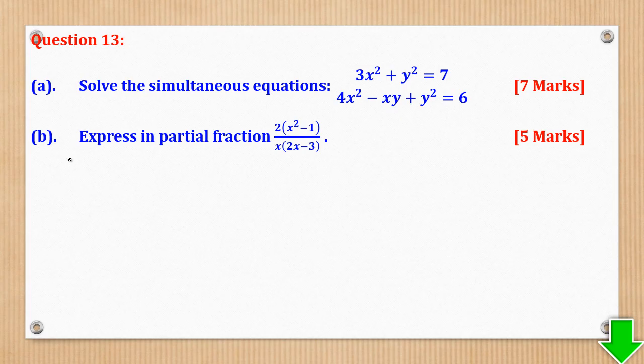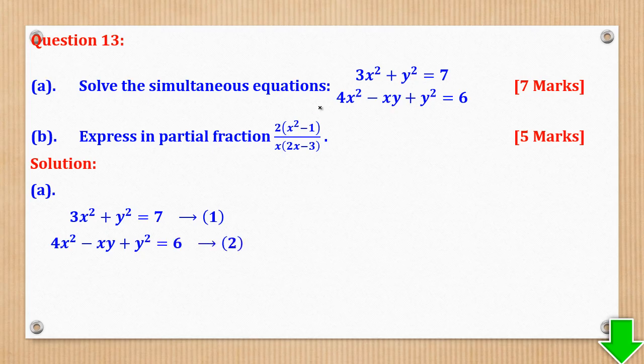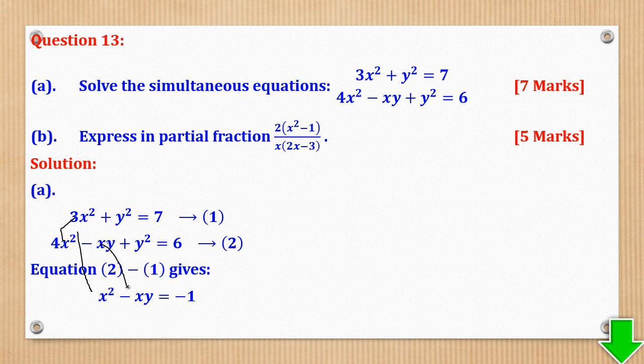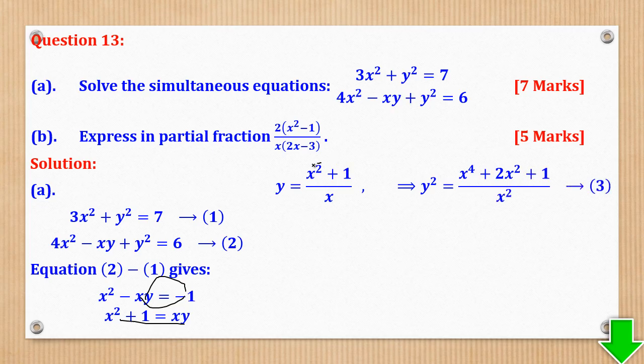Then question 13, part A says, solve the simultaneous equations, these ones. I think let's begin with that. So we have that as equation 1 and this as equation 2. So when I subtract, I'll come up with, so this minus this gives you x squared, this remains, then this and this, you get 0, so this minus this is negative 1. When I take xy this side and this on this side, I'll come up with this, then make y the subject, I'll come up with this. That means that when I square both sides, I'll get y squared as this.